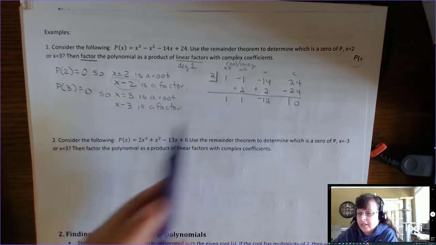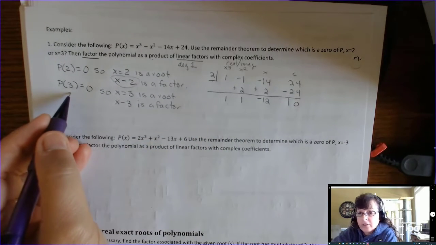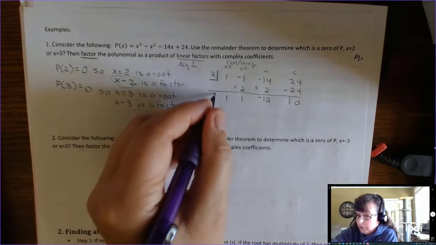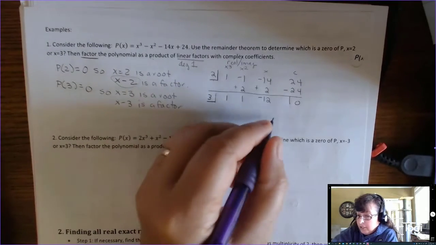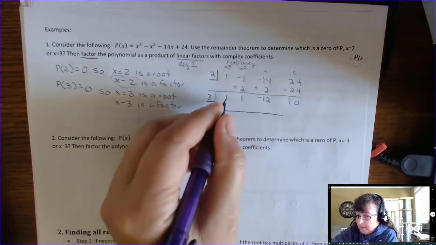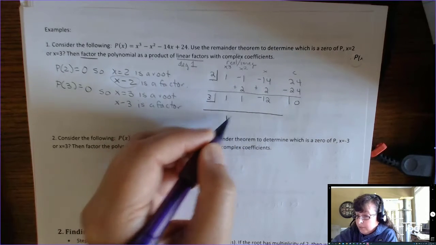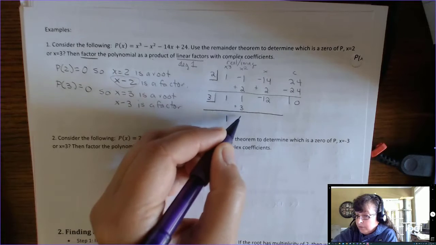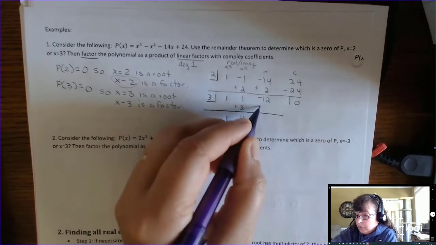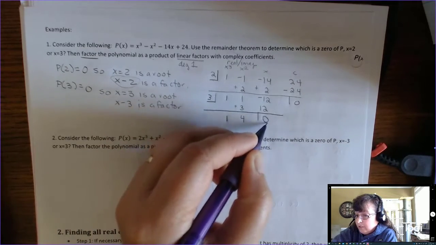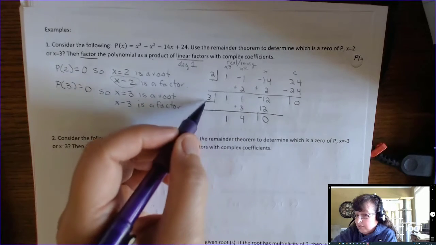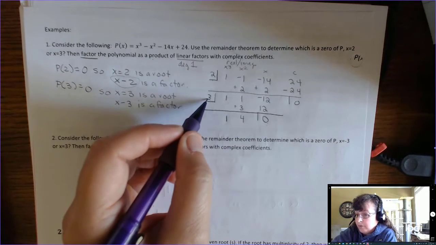But I'm not going to write that down because I know that 3 is also a 0. So this is pretty cool. You can just do synthetic division again on this. This is x squared. So we'll bring the 1 down. 3 times 1 is 3. 1 plus 3 is 4. 3 times 4 is 12. And there it is, a remainder of 0 again. So that shows you that 2 and 3 were factors.